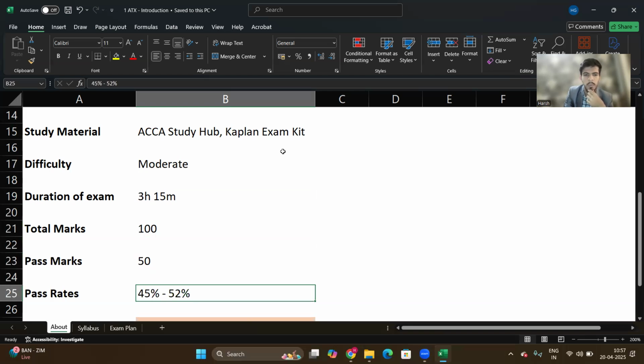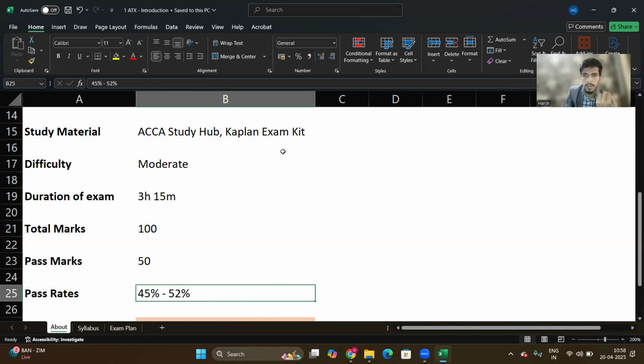The pass rate varies around 45 percentage to 52 percentage. Okay. The recent quarter has the best pass rate. It was 52 percentage, right? So it is more than the ratio of one person passing out of two people appearing for the examination. So I think it is a good pass rate as compared to others.